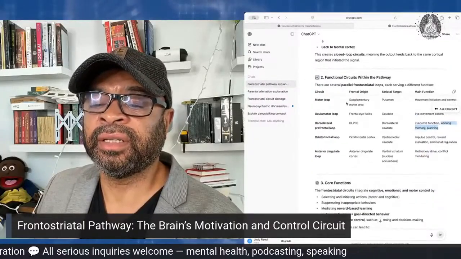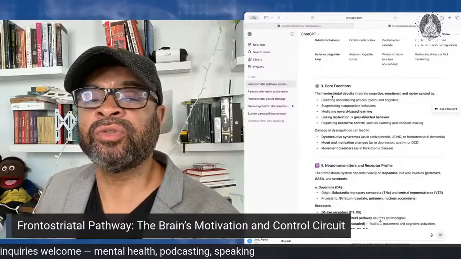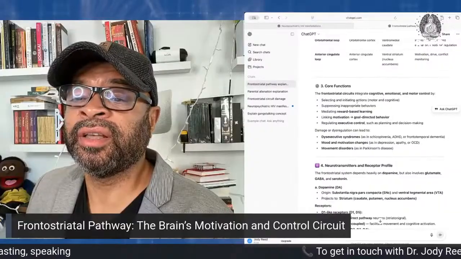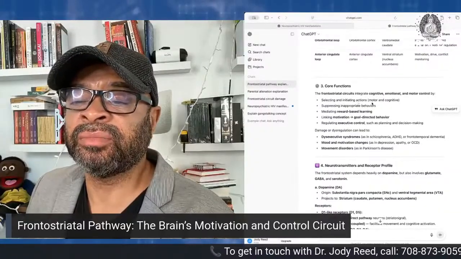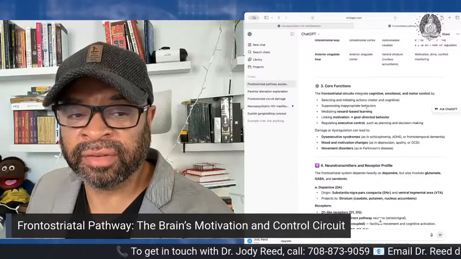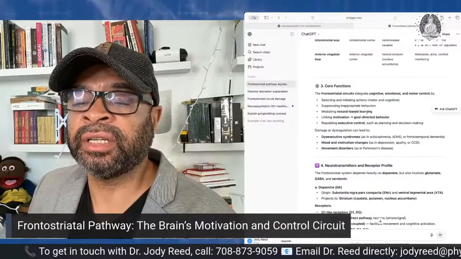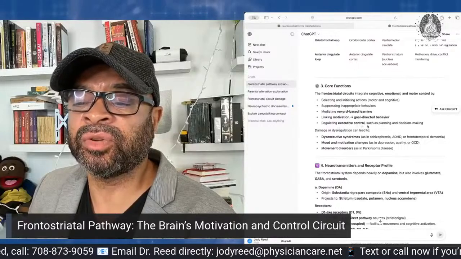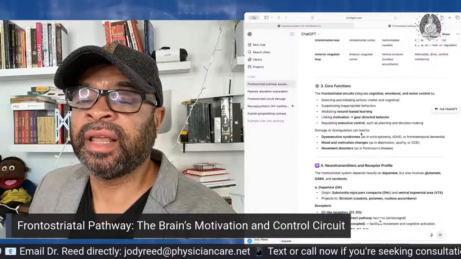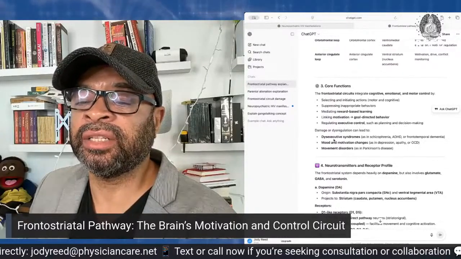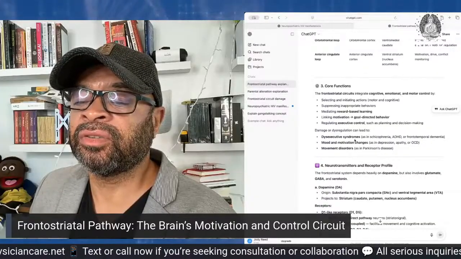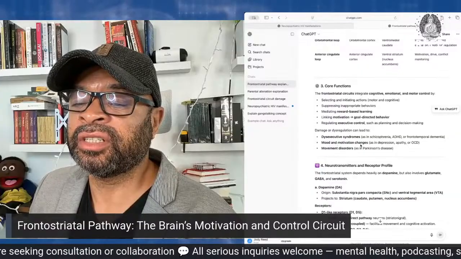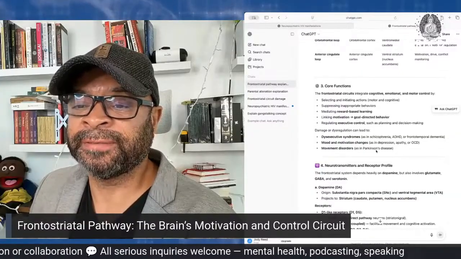Okay, core functions. The frontostriatal circuits integrate cognitive, emotional, and motor control: selecting and initiating actions, both motor and cognitive, suppressing inappropriate behaviors, mediating reward-based learning, linking motivation to goal-directed behavior, and regulating executive control such as planning and decision-making. Next, damage or dysregulation can lead to executive dysfunction, mood and motivational changes, and movement disorders such as Parkinson's disease.